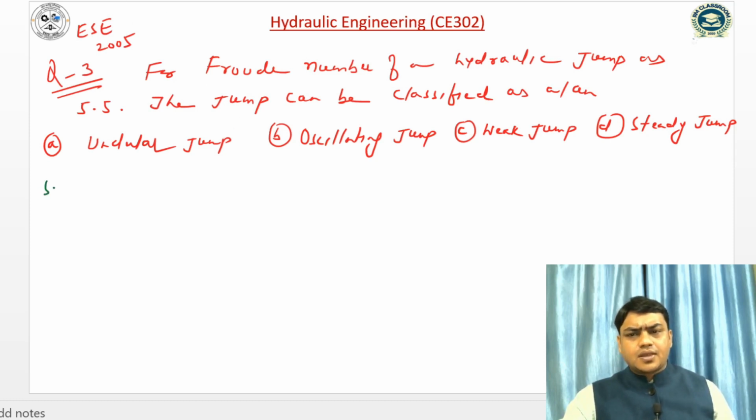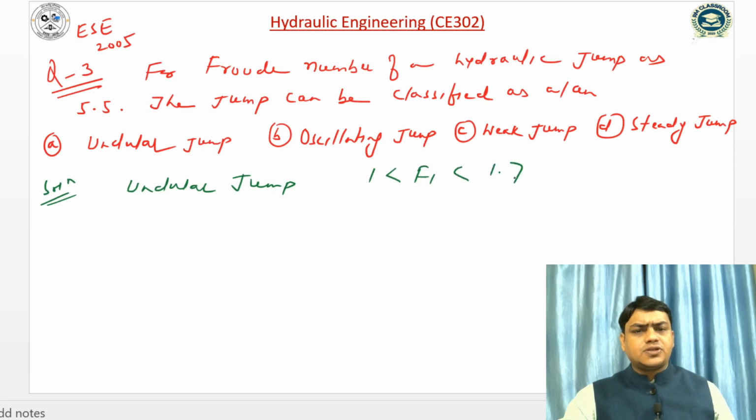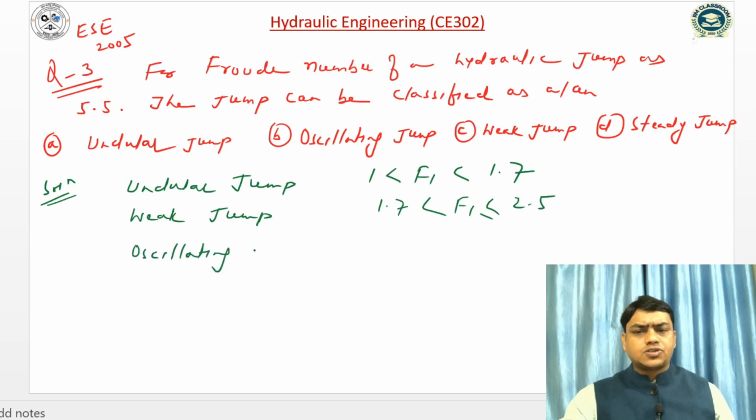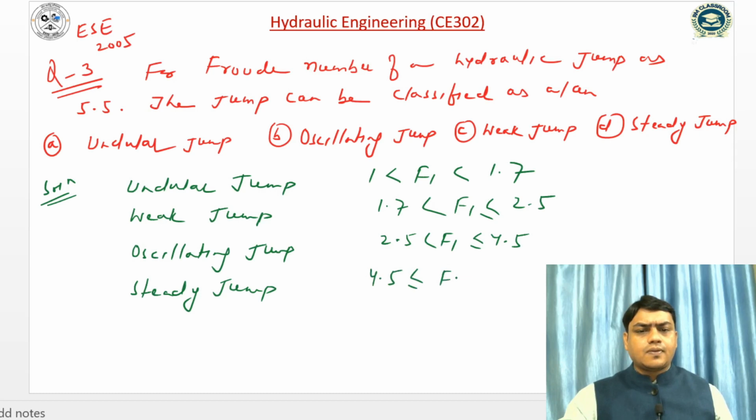So we have seen that for various initial Froude numbers, in case of undular jump, Froude number lies between 1 to 1.7. In case of weak jump, Froude number lies between 1.7 to 2.5. Similarly, in case of oscillating jump, the Froude number lies between 2.5 to 4.5. In case of steady jump, Froude number lies between 4.5 to 9.